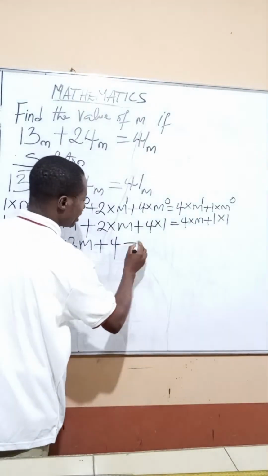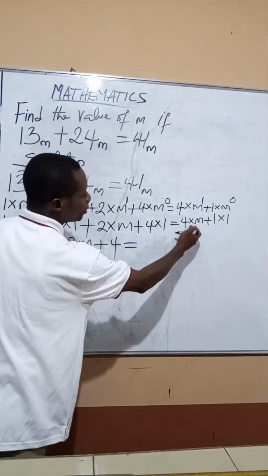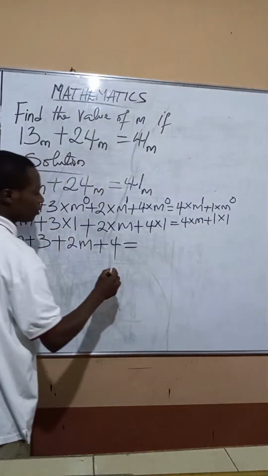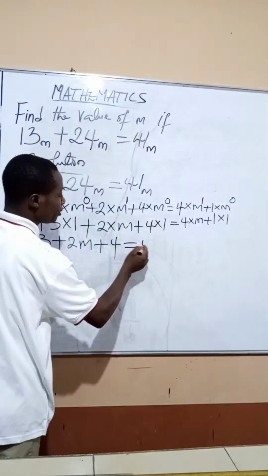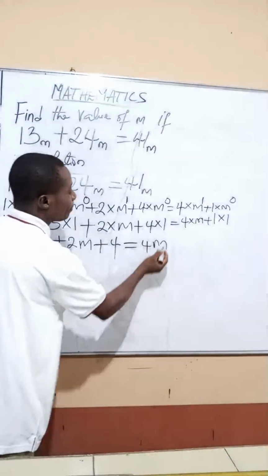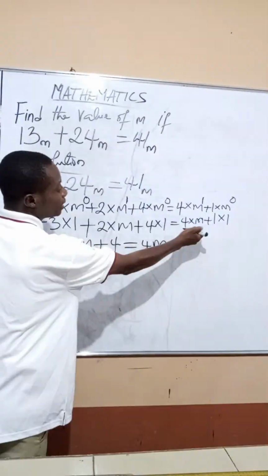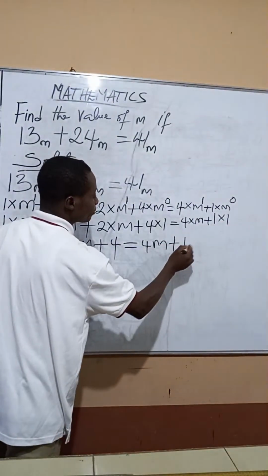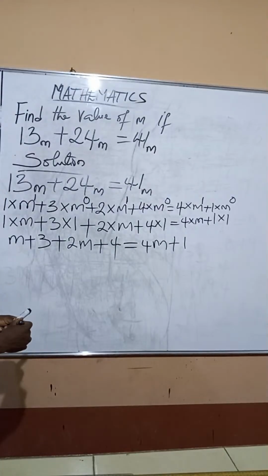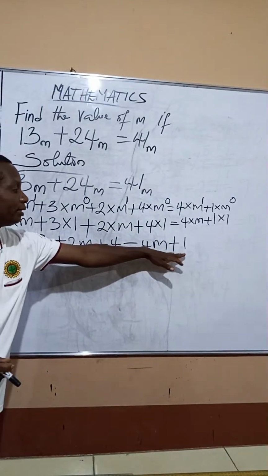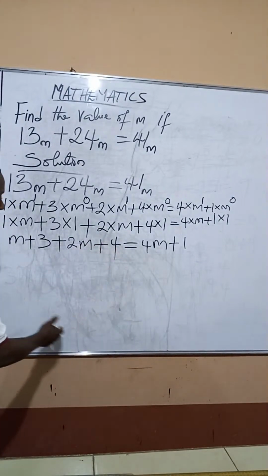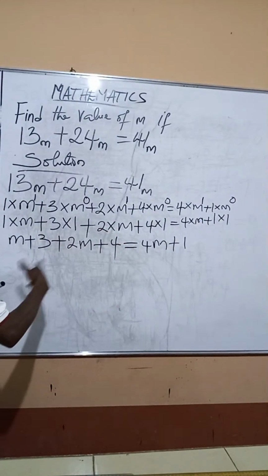Then to the right hand side, we have 4 times m. Please, this is m. Don't forget, it's not a symbol. 4 times m is 4m. Then plus 1 times 1 is 1. This is what we have at the right hand side. Then this is the left hand side. We can go ahead and simplify them. Let's bring like terms together without wasting our time.